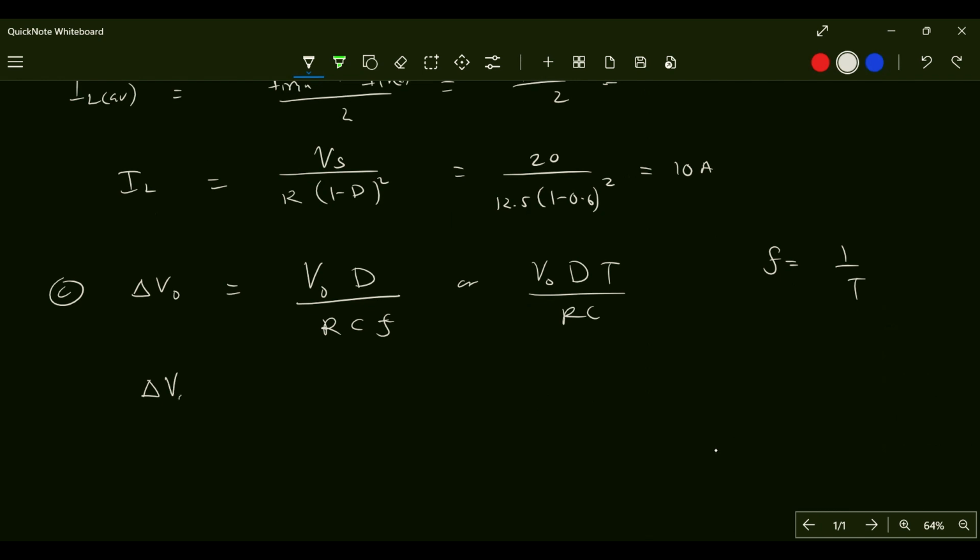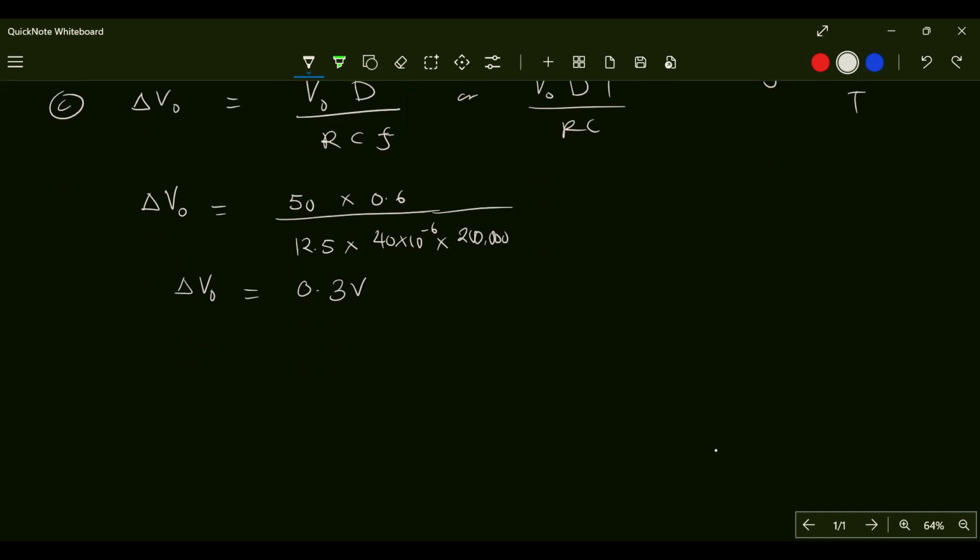So the output voltage ripple is simply equal to VO, which is 50, right? Duty cycle is 0.6, divided by 4.5, which is the resistance. The capacitance is 40 microfarads, and then times 200,000 hertz, right? So this gives us about 0.3 volts as ripple voltage.